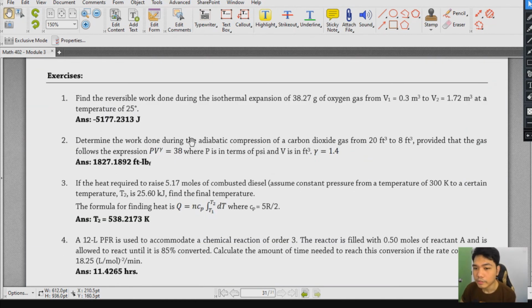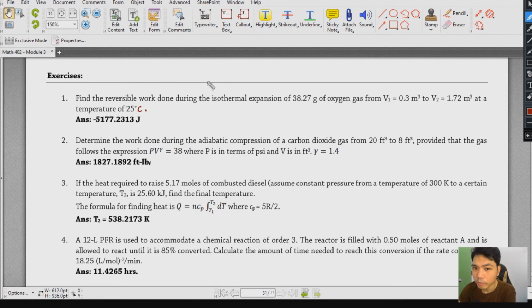So the first one is: find the reversible work done during the isothermal expansion of 38.27 grams of oxygen gas from V1 equal to 0.3 cubic meter, that's the first volume, to V2 equal to 1.72 cubic meter, that's the second volume, at a temperature of 25 degrees. That's missing a unit, it's 25 degrees Celsius, because we don't say degrees for Kelvin. So anyway, let's proceed with the computation.